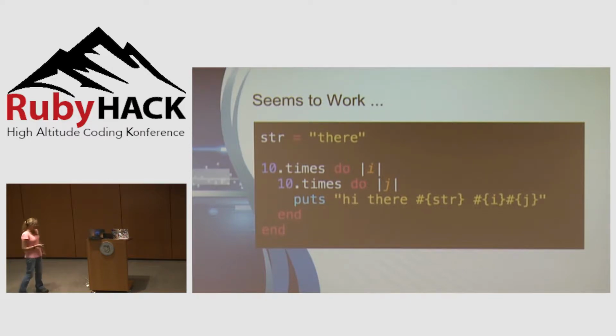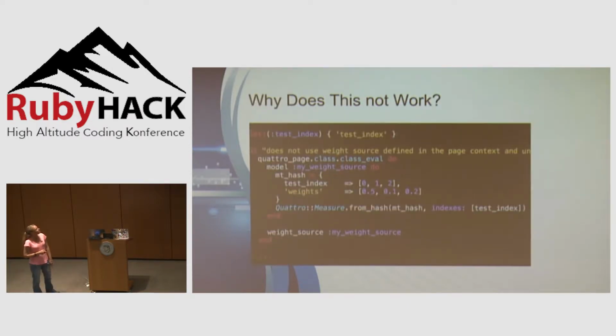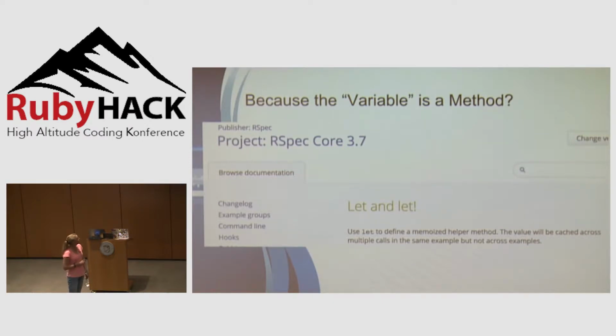So theory number 2 was maybe the problem is that I'm using let to define test index. I did a little bit of digging, and I found the following bit of RSpec documentation that says that actually let defines a memoized helper method and not a variable as I first thought. And so I thought maybe the problem is that you can't actually use a method defined outside the scope of a block inside a block.